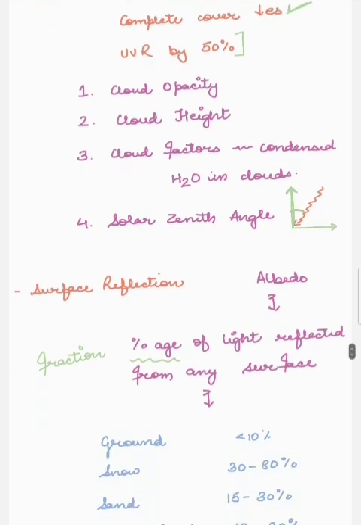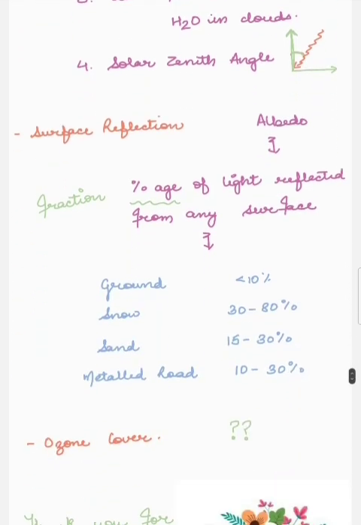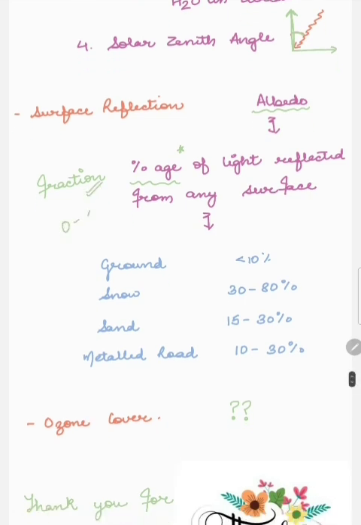Then we have another factor, which is the surface reflection. Very, very important. So there is something called the albedo. So albedo is percentage of light reflected from any surface. Actually, it is not percentage of light, it is the fraction of light. It is between 0 to 1. For example, if all the light is reflected from a surface, the albedo will be 1. For example, for mirrors, very perfect mirrors, it will be 1. So for example, for the ground it is less than 10%, 0.1, albedo will be 0.1. Now, this is where things get interesting.